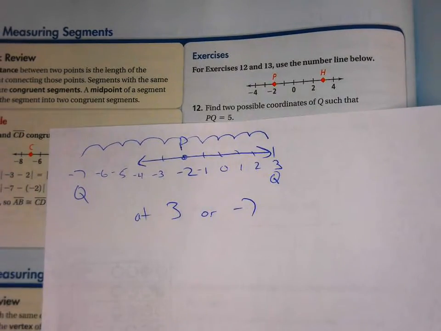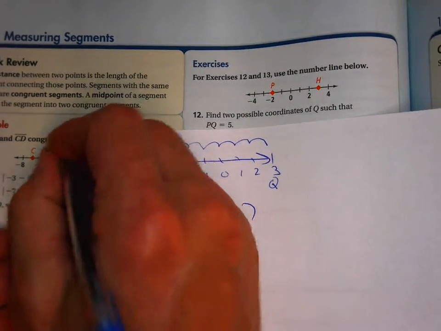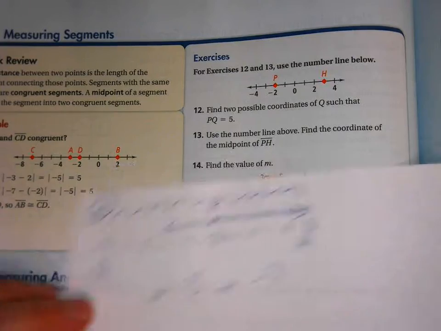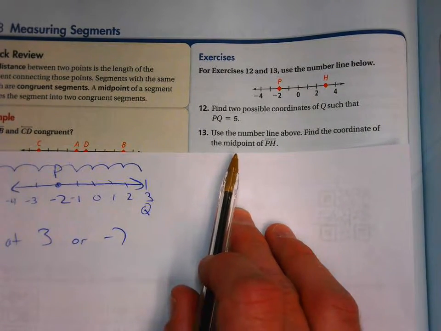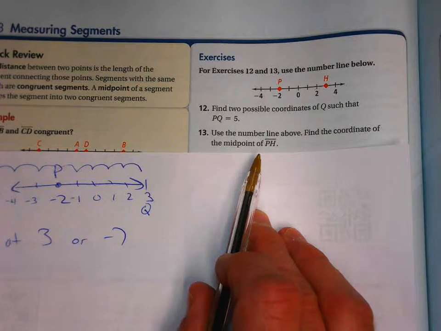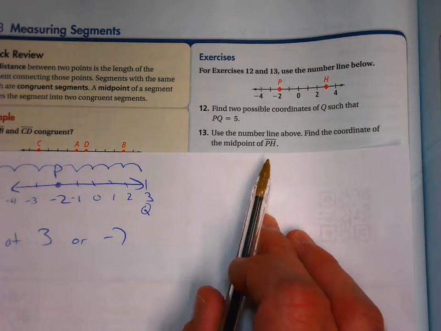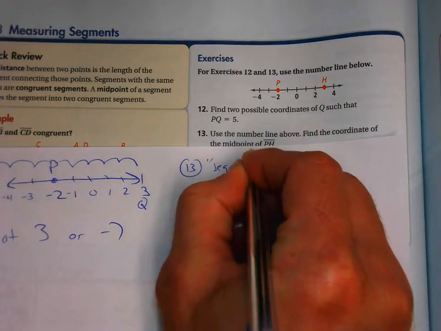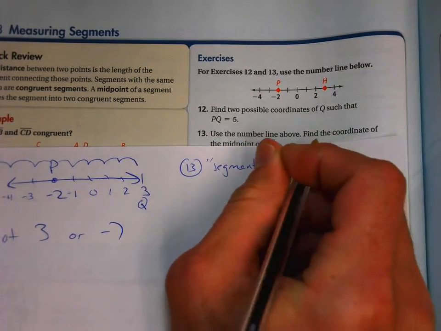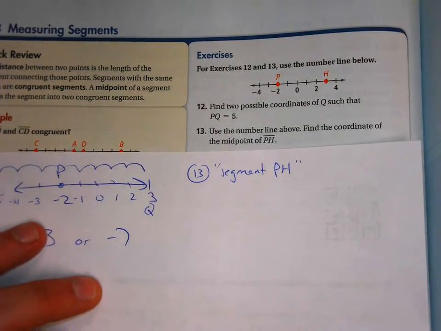Okay. So now we move on to number 13. Well, let's see what number 13 is all about. Number 13 says, use the number line above. Find the coordinate of the midpoint of segment PH. That's how you read that. You read that as segment PH. Okay? So we look, here's P, here's H.